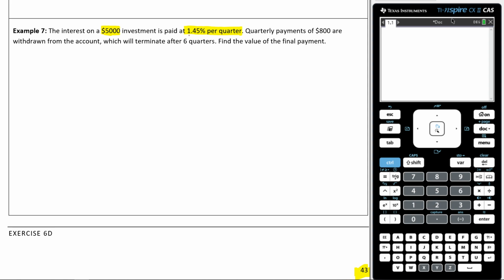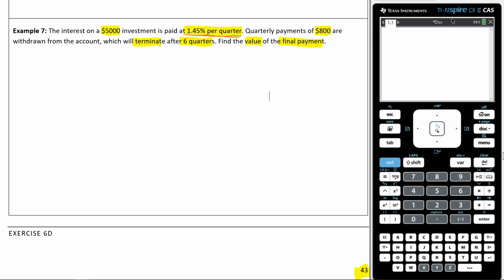The fact that we've been told this is 1.45% per quarter, what we're used to seeing is something like 1.45% per annum compounding quarterly. It doesn't say that. What it says is that interest is being paid at 1.45% per quarter. We're earning 1.45% per quarter on this money. All right, that's interesting. We continue to read. Quarterly payments of $800 are withdrawn from the account, which will terminate after 6 quarters. Find the value of the final payment.